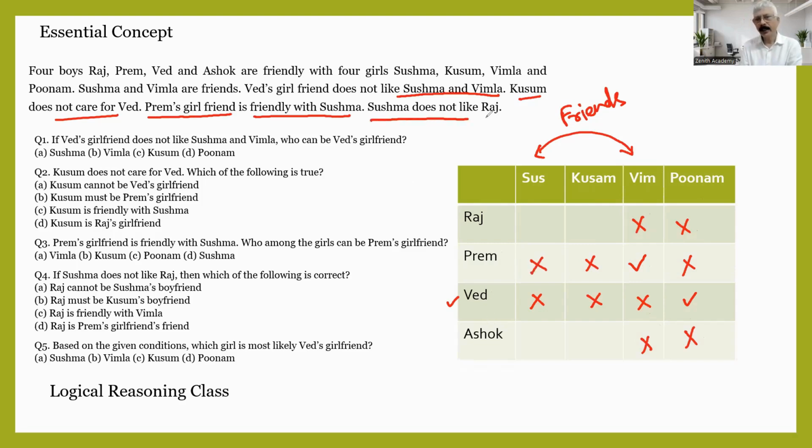Finally, Susma does not like Raj. If Susma doesn't like Raj, then only a single cell is left in this column. So it means Susma is the girlfriend of Ashok. After deciding that, cancel out this cell in the row. And now see, only a single cell is left in this row, so you can decide that Kusum is the girlfriend of Raj.